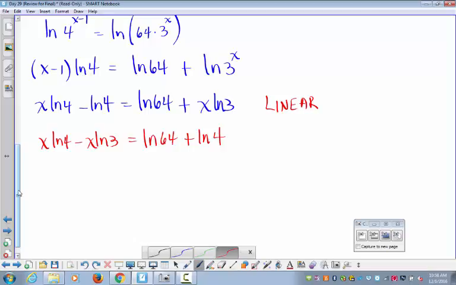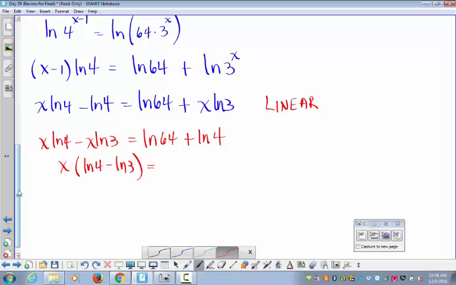And then we're trying to solve for x. We need to isolate the x. Right now it's in two places. How do we do that? Factor out the x. Exactly. We have x multiplied by this quantity.